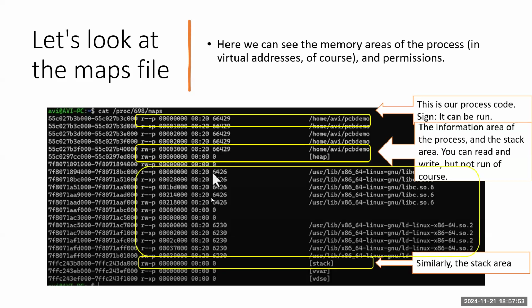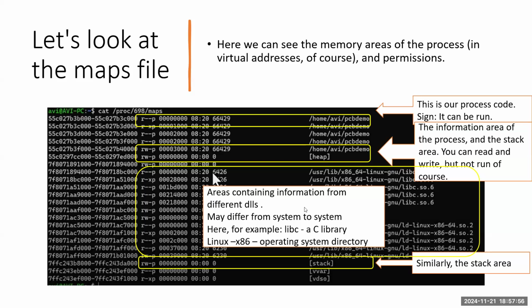Now, what's all this memory area? It contains information from different DLLs. DLLs are dynamically linked libraries. We talked about that in the lecture. It means libraries that already exist on the machine, perhaps used by some other programs, and we just link to them when we need them. It may differ from system to system. Here, for example, the C library, Linux x86 operating system, x86, that's the kind of computer we have, directory.